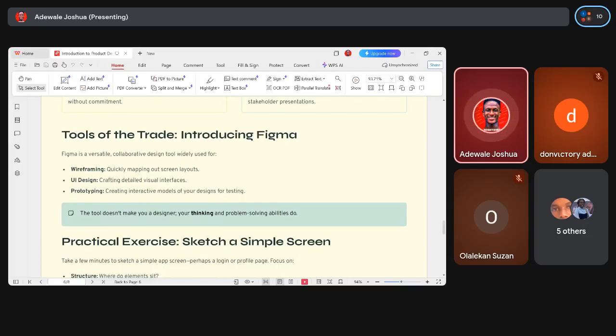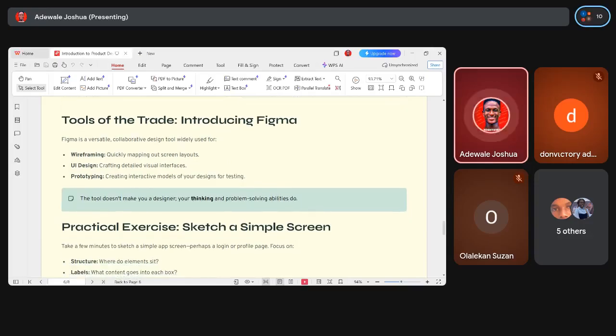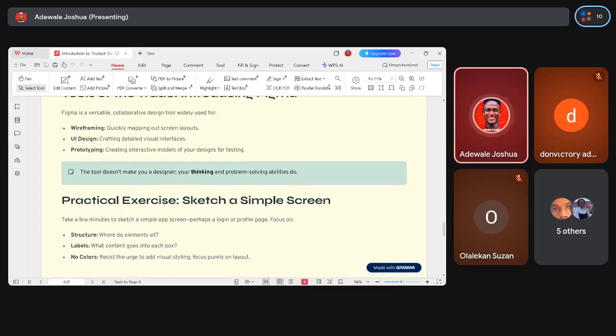Quickly mapping out screen layouts, crafting detailed visual interfaces, and creating interactive models of your designs for testing. The tool doesn't make you a designer; it's your thinking and problem solving abilities too. You know how to use tools. I said this earlier, knowing how to use the tool is not equal to you being a very, very good designer. The tool is essential, yeah.